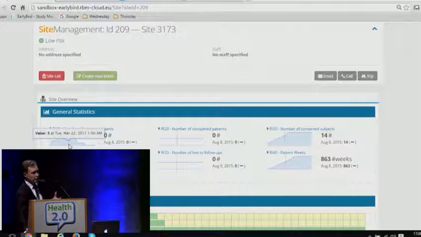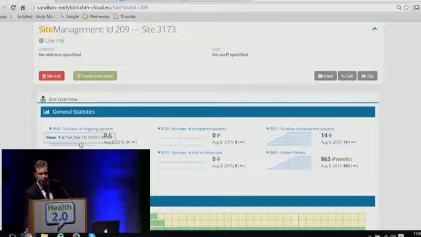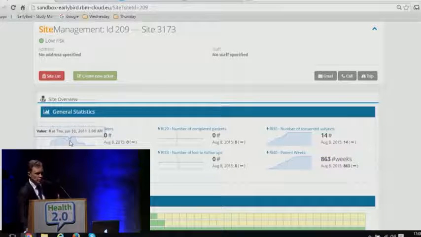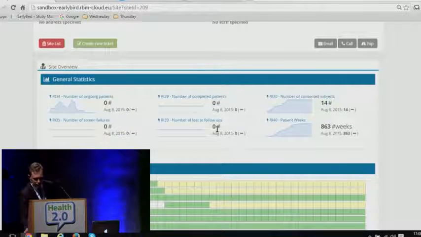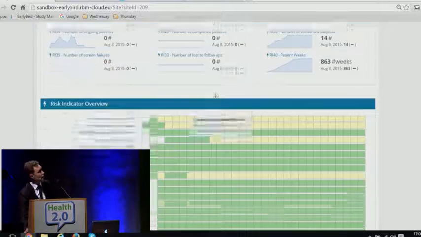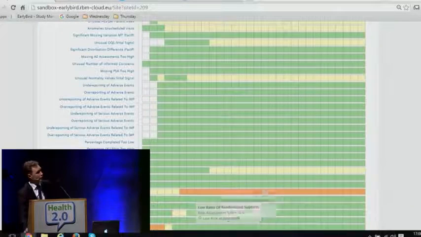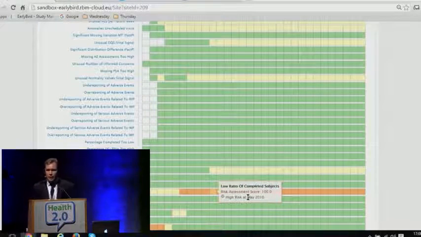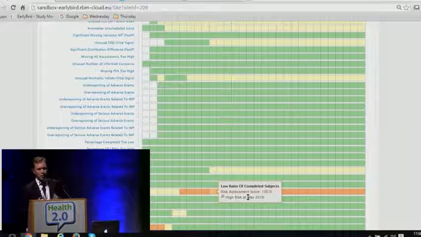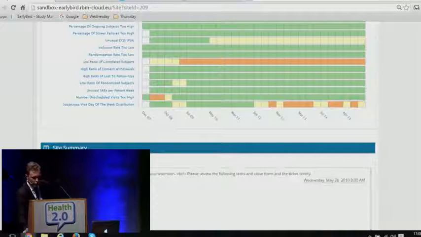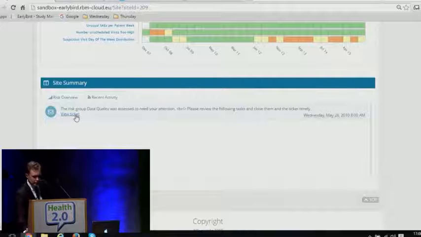I can drill down to each of the sites and can see a number of performance indicators, how many patients are involved, how many patients have left, and if there are problems with informed consent or whatever happens. I can observe all the risk indicators. At one glance, I can see if the issue is of a random nature or of a systematic nature. But if an issue happens, it's better to mitigate it.